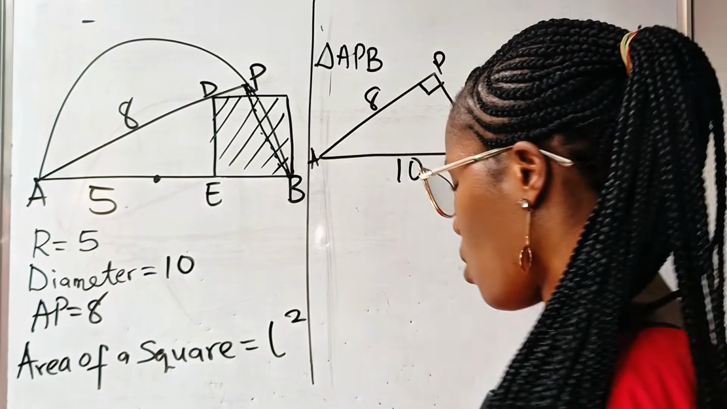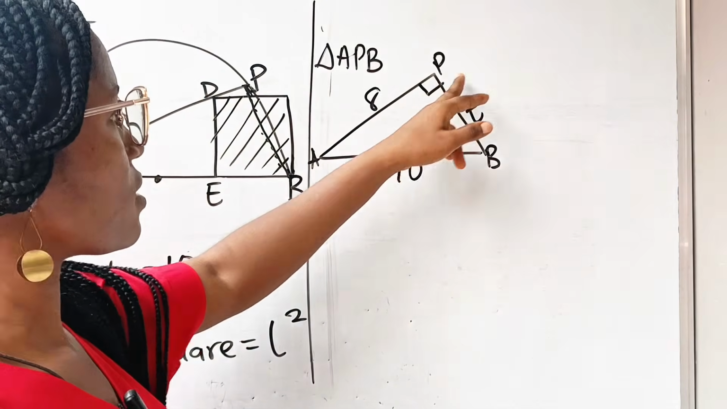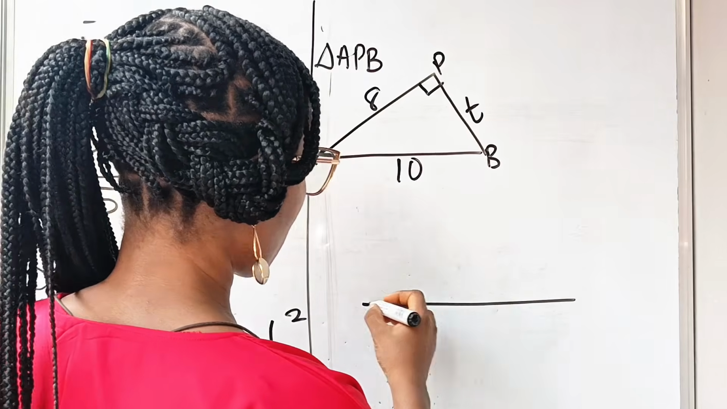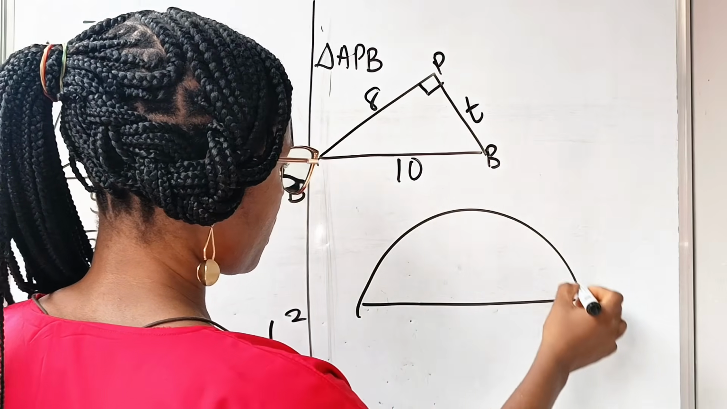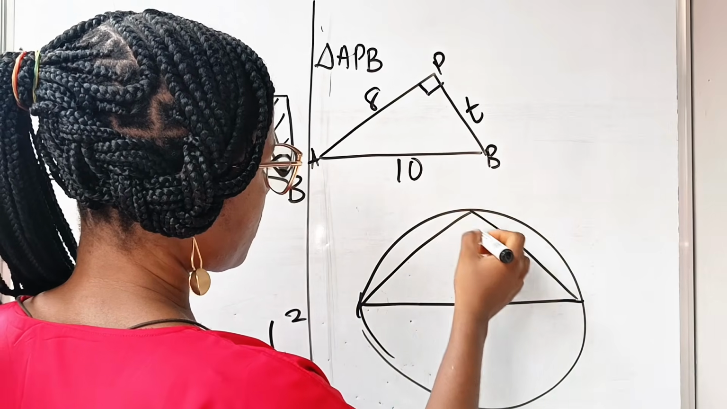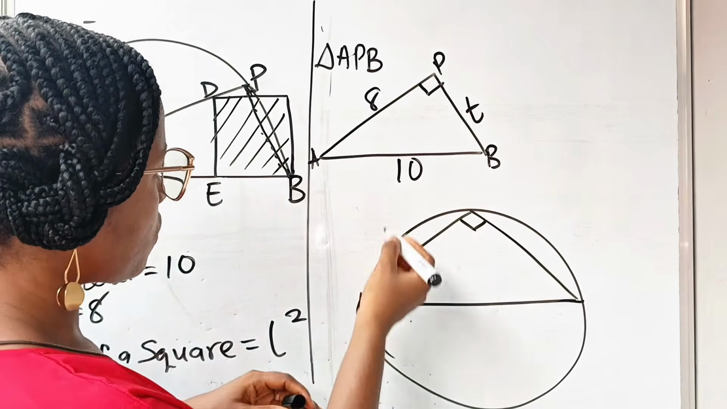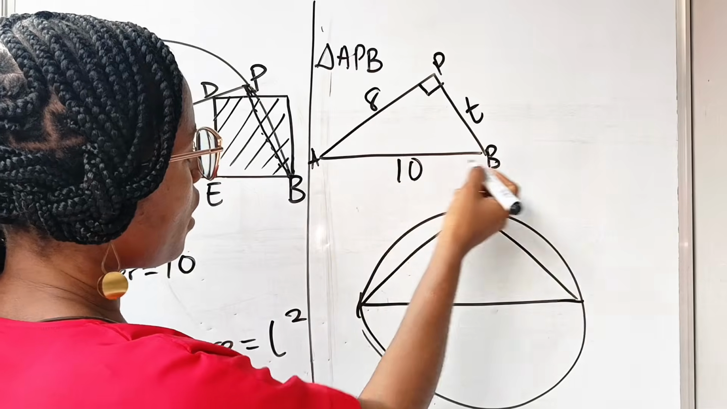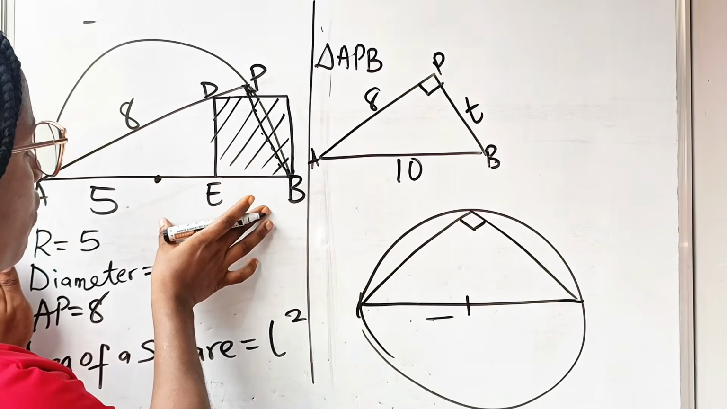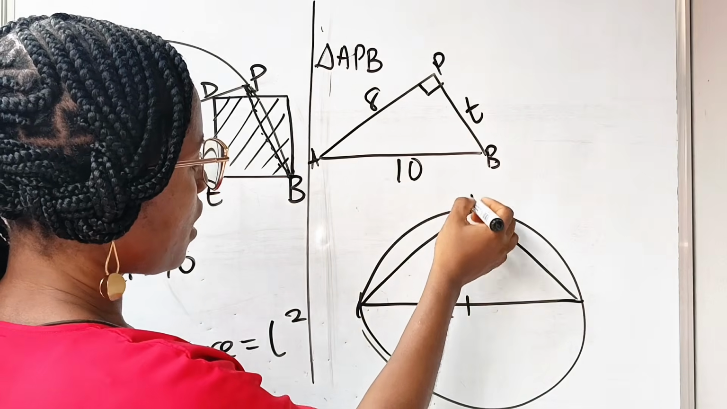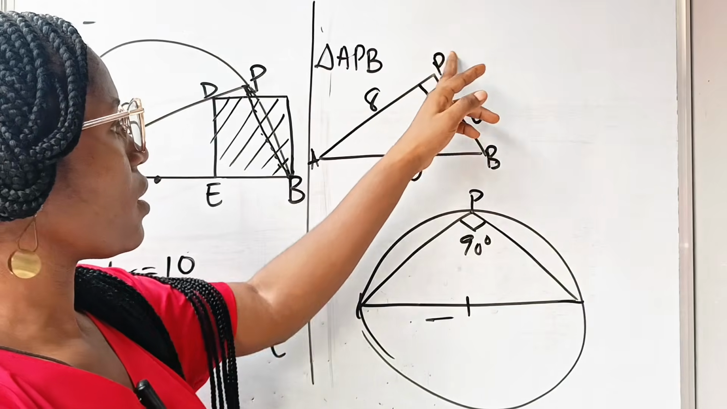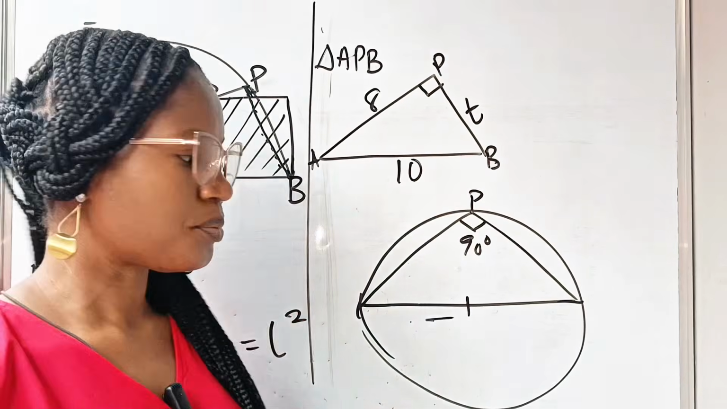AB is 10. Now, why do I say that P is 90 degrees? Using the circle theorem, the angle in a semicircle is 90 degrees. As long as one side of this triangle is the diameter of this circle, which is what we have here, it means that this angle here is 90 degrees. So that is why P is 90 degrees.